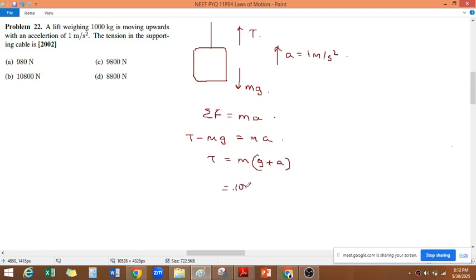So mass is 1000, g is 9.8 or 10. So 10 plus 1, 11,000. Or I think they have taken 9.8, so let's take it as 9.8 here. So 9.8 plus 1, it will be 10.8, right? 10.8 into 1000. So 10,800.